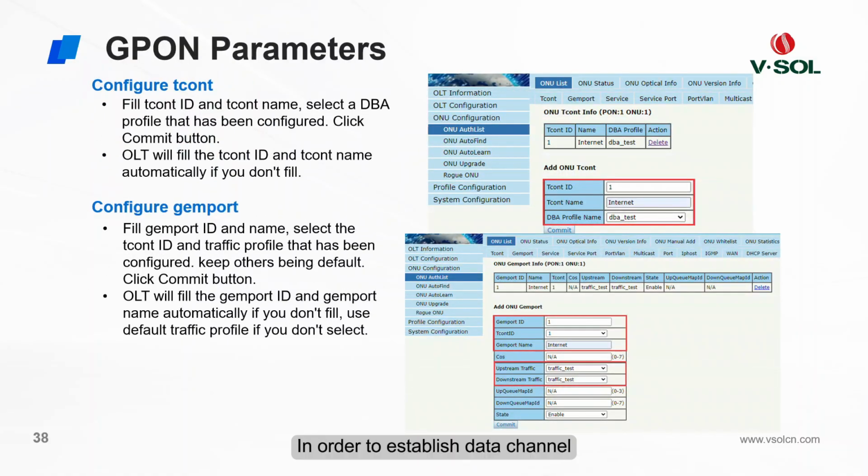In order to establish the data channel, these PON parameters must be configured. 1. TCONT. Fill in the TCONT ID and TCONT name, and select a DBA profile that has been configured. Then click the Commit button. The OLT will fill in the TCONT ID and TCONT name automatically if you don't fill them in.